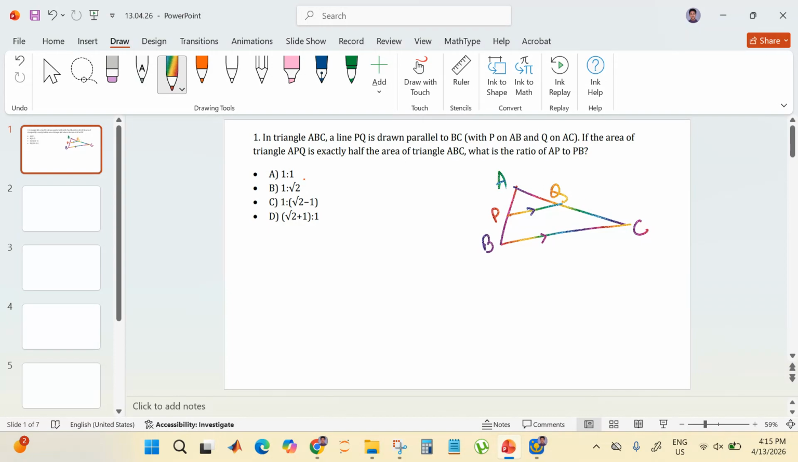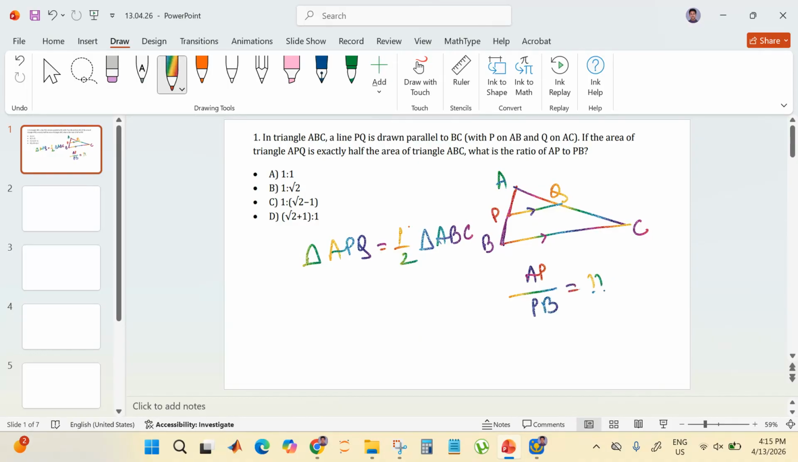If the area of the triangle APQ is exactly half of the triangle ABC, what is the ratio of AP to PB? Okay, AP to PB you have to find. So AP by PB you have to find.